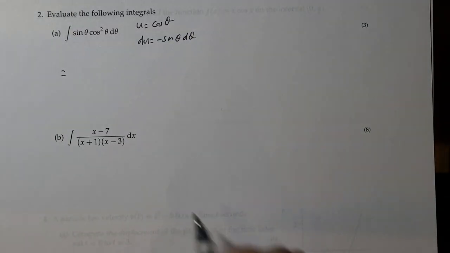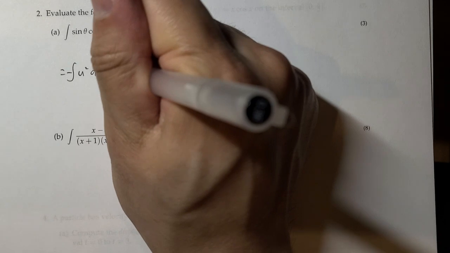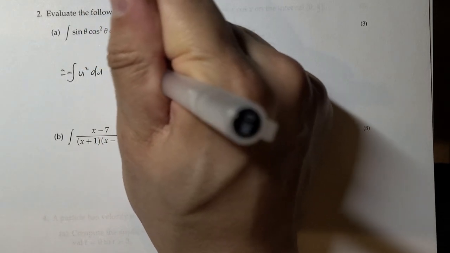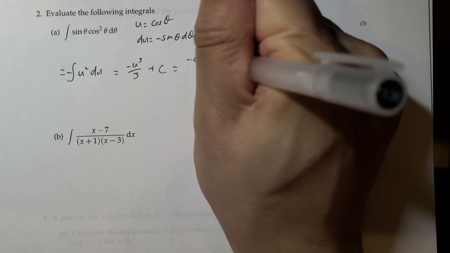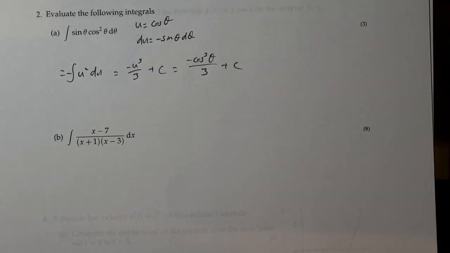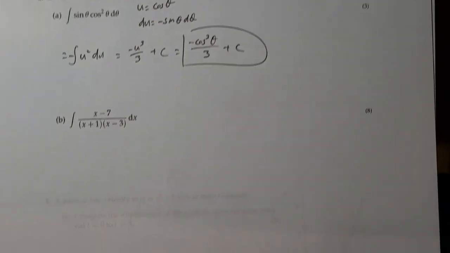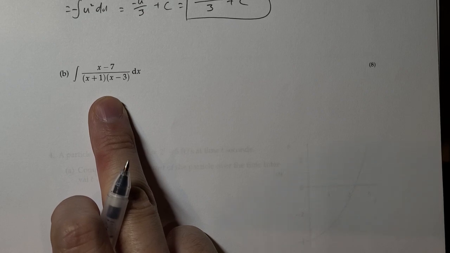So our integral becomes u squared du with a minus sign in front, so I pulled the minus 1 out. This is minus u cubed over 3 plus c, which is minus cosine cubed theta over 3 plus c. Okay, that's our answer. Next, this one, it's most likely partial fractions.